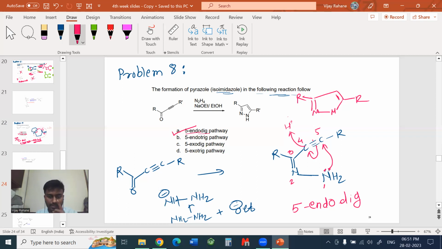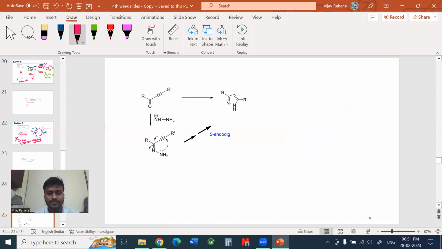This one is a very simple question. We just need to know the reaction mechanism. Then and only then can you understand which pathway is getting followed. So try to practice such mechanisms.